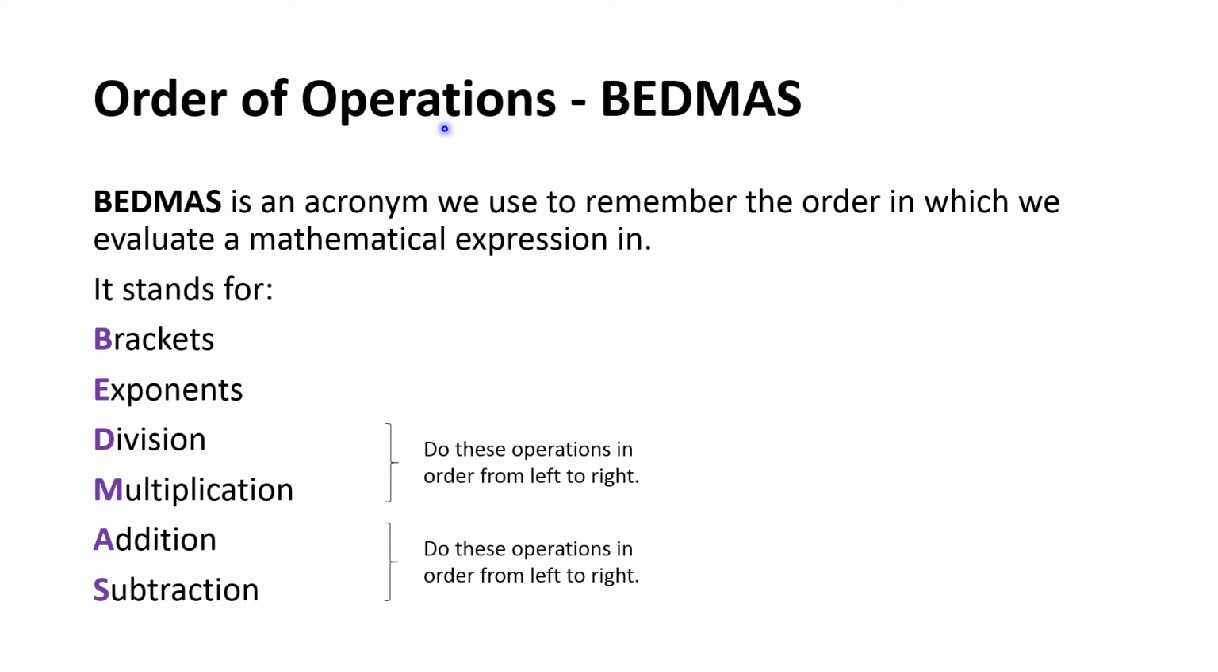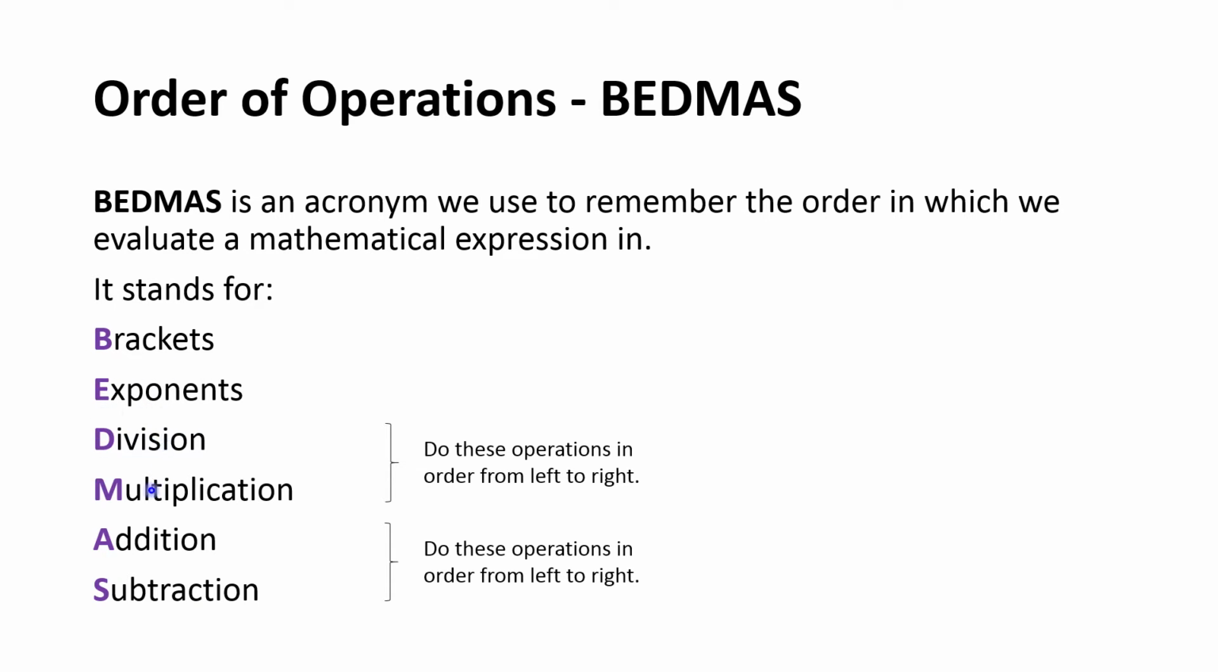Order of operations and BEDMAS. BEDMAS is an acronym we use to remember the order in which we evaluate a mathematical expression. It stands for brackets, exponents, division, multiplication, addition, and subtraction. And so that means that we do brackets first, then exponents, and then division and multiplication.